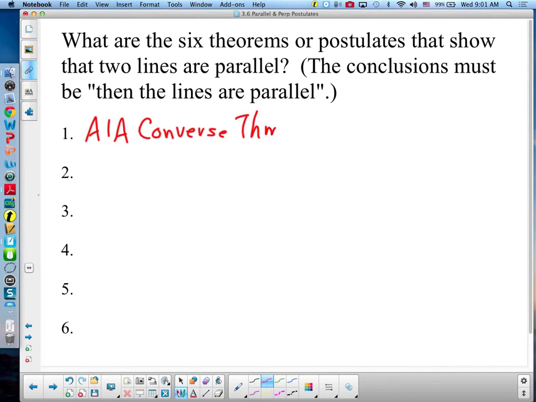Another one that concludes the lines are parallel, Colton? Alternate exterior converse theorem. Alternate exterior angle converse theorem. Another one, Austin? Congruent angles converse. Congruent, I don't think that's right. What's the C word he needs? Corresponding? Why do I keep thinking it's congruent? They are congruent, but yeah, the name is corresponding. Corresponding angle converse, that one is the postulate.